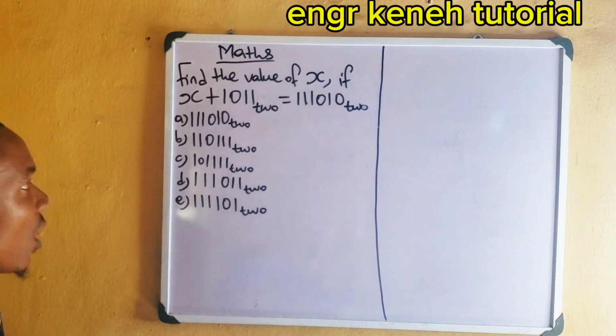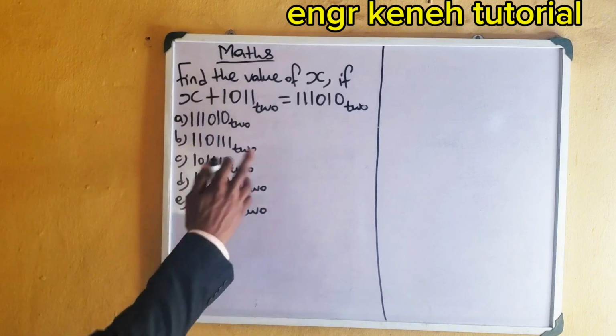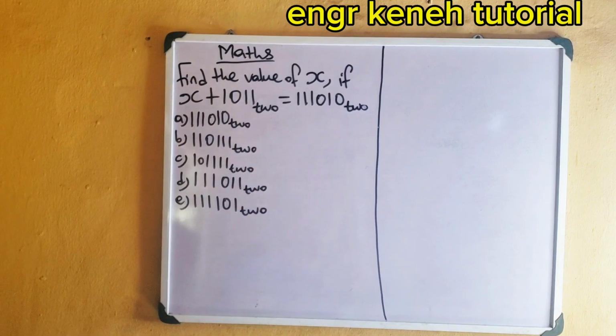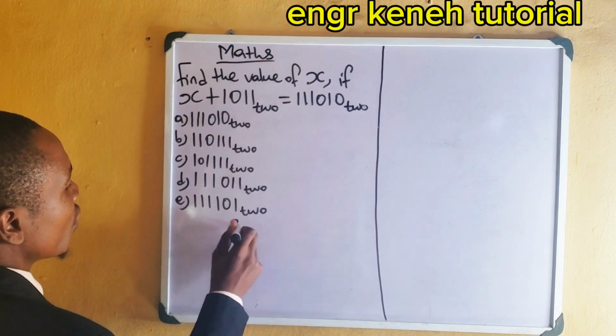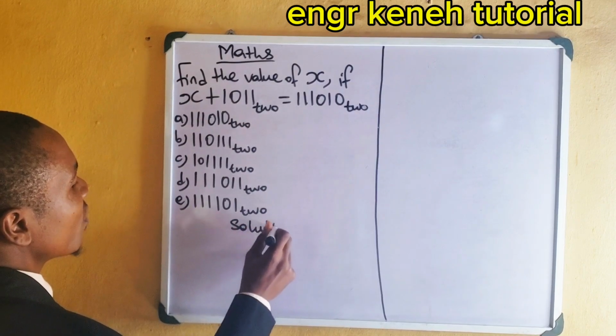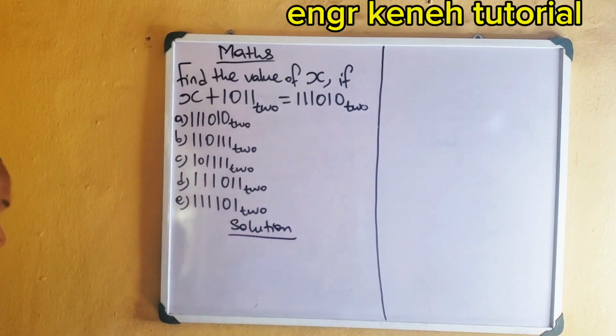All right. The question says, find the value of x if x plus 1011 base 2 is equal to 111010 base 2. When you have something like this, the question is in what? It is in base 2, binary numbers. So we have the solution like this. Can you see it?